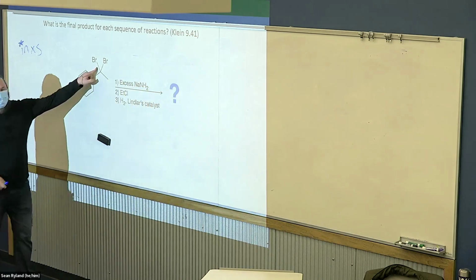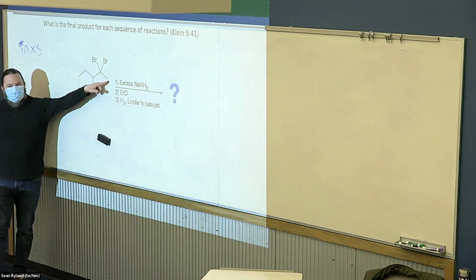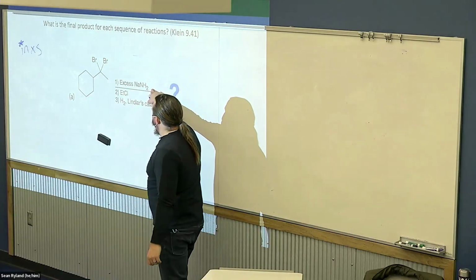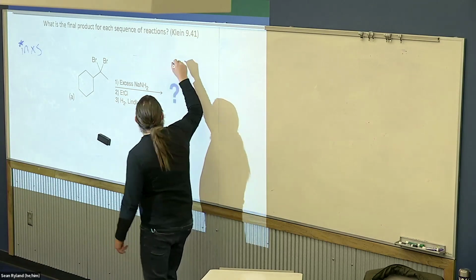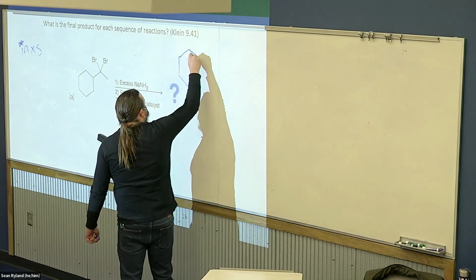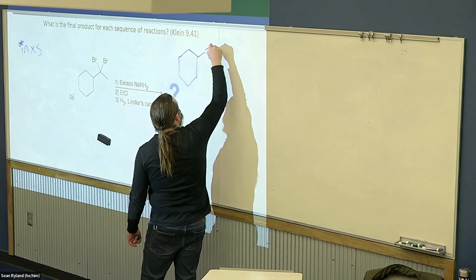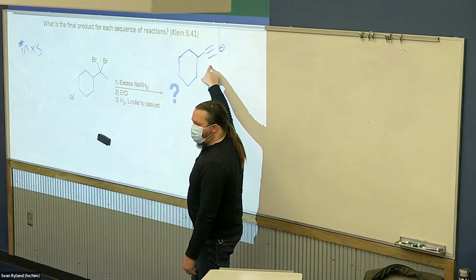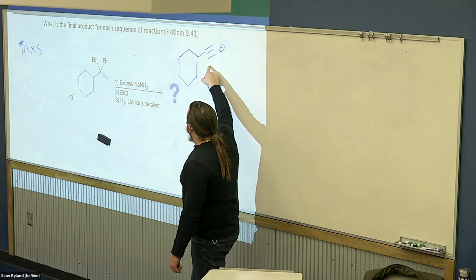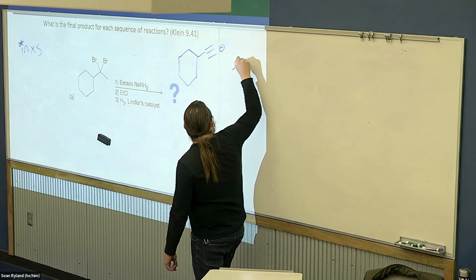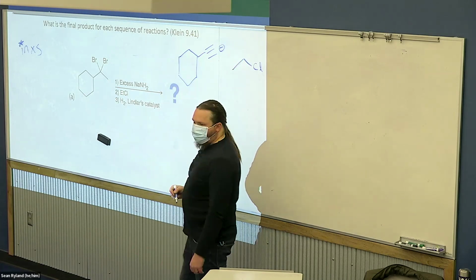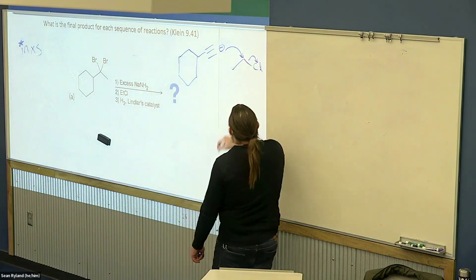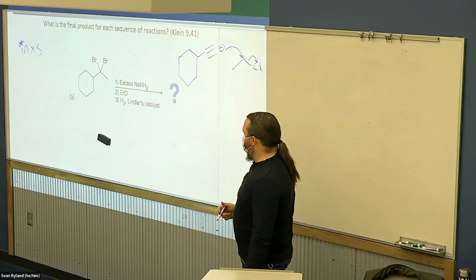So we do our double elimination and deprotonate our alkyne. So first thing we get from the excess sodium amide, we make the alkyne and then deprotonate the alkyne, make the alkynide. And then we expose it to ethyl chloride. So we're gonna add 2 carbons onto the other side of the alkyne.